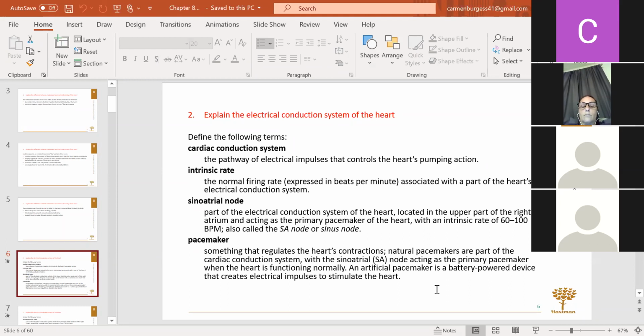What keeps that all in check is the intrinsic rate of the SA node. So that's why you will hear it's the primary pacemaker of the heart. And all you have to know about that is that it's responsible for regulating the heart's contraction. It's part of the conduction system that starts the heartbeat, that whole one cardiac cycle. Because one cardiac cycle is what? Contraction and relaxation. And how does that work? By electrical activity, your cardiac conduction system.